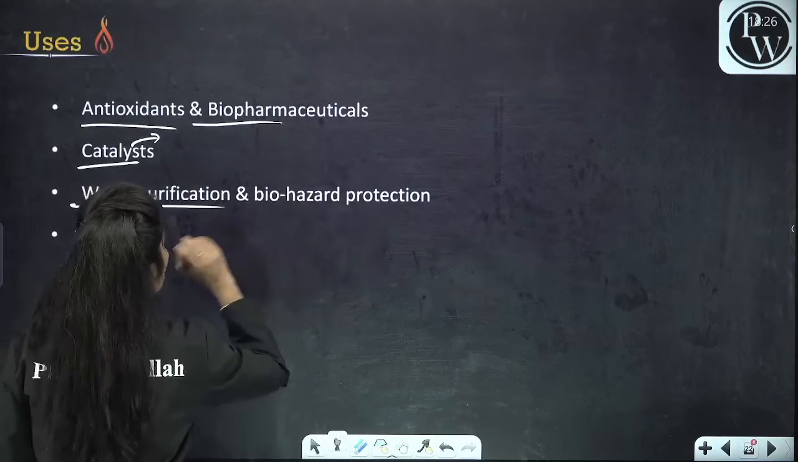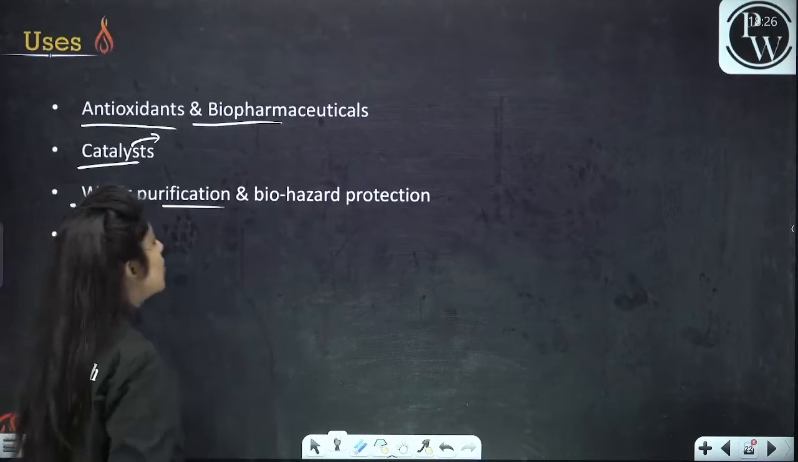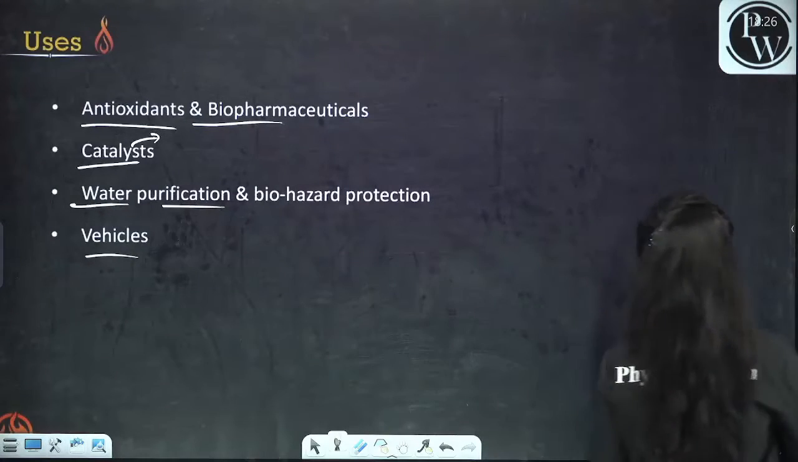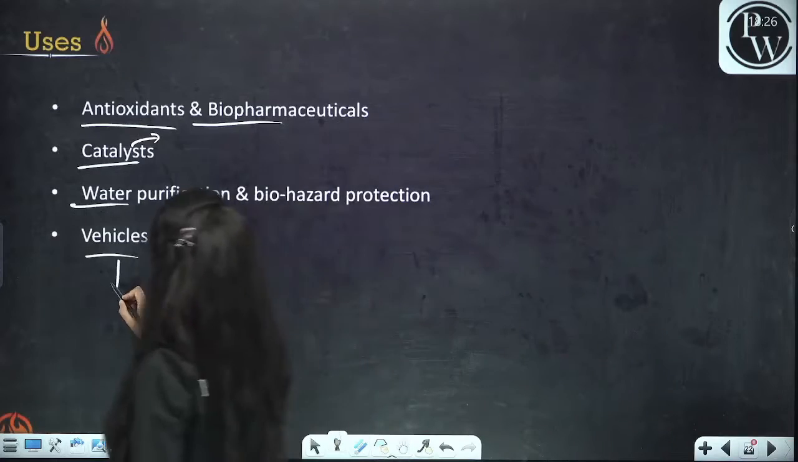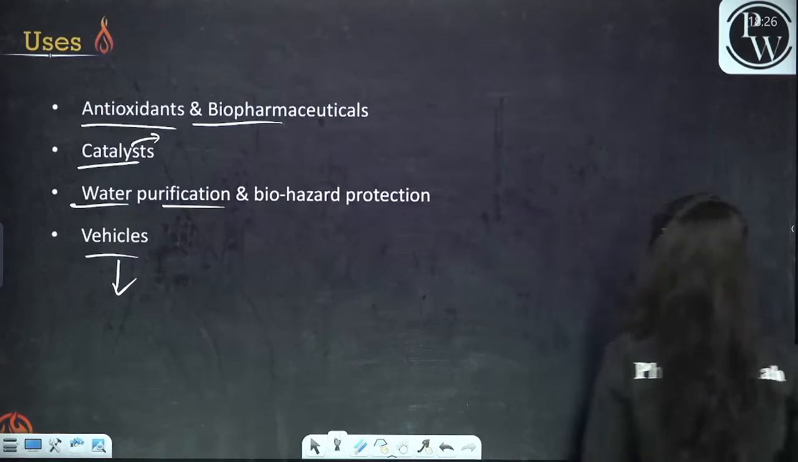Water purification, biohazard protection vehicles, right? We are using them in order to enhance the efficiency of the vehicles. We are using fullerene there.